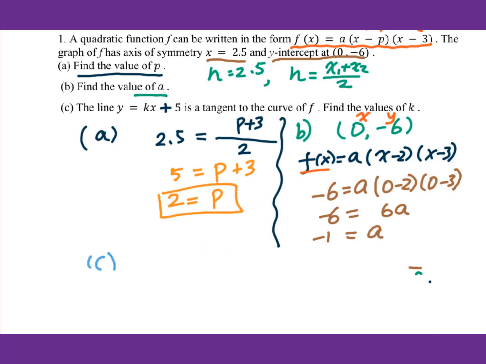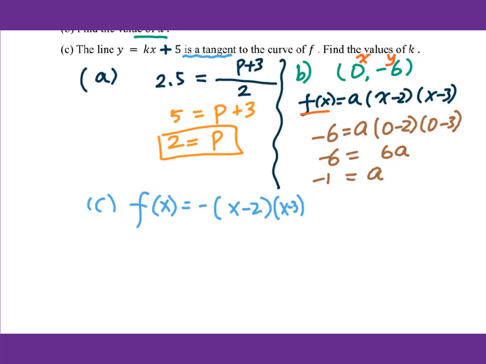Now let's go to c. The line y equals kx plus 5 is a tangent to the curve of f. Find the values of k. First of all, we know tangent line, that's a derivative. So we already got this function that is negative (x minus 2) times (x minus 3). We do the FOIL, you get x squared minus 5x plus 6. Then we do distributive property.